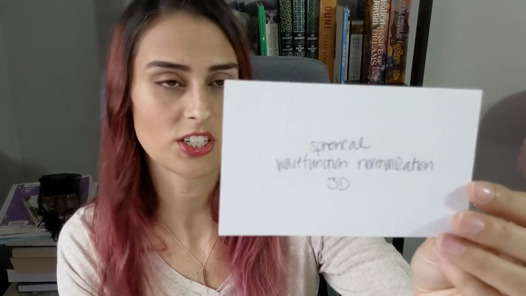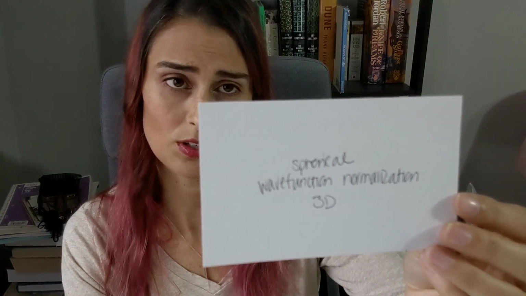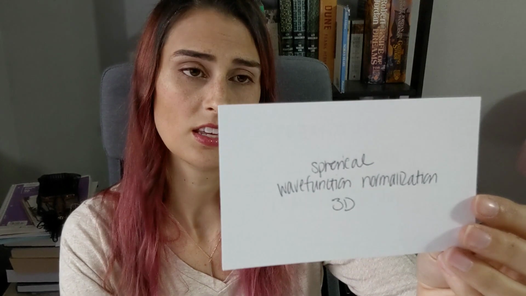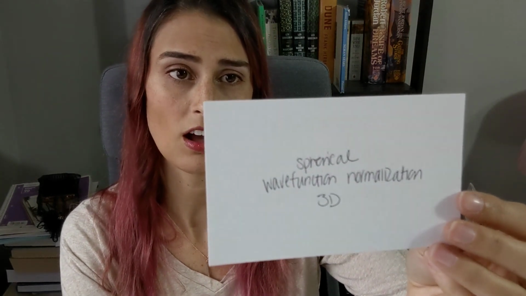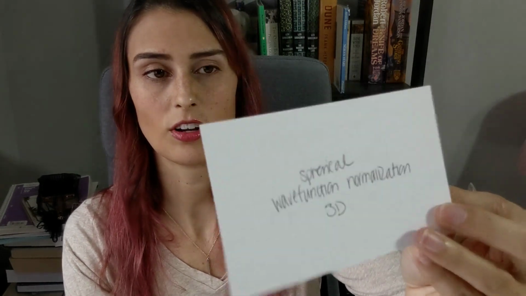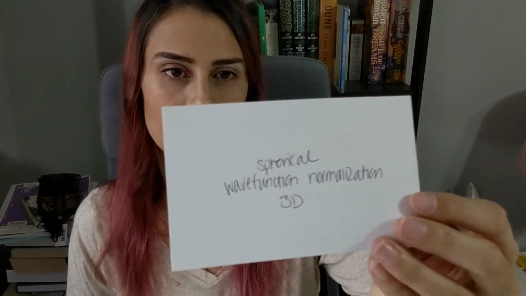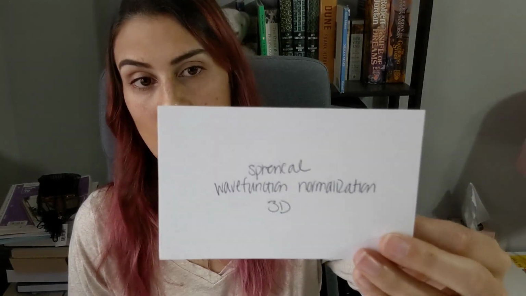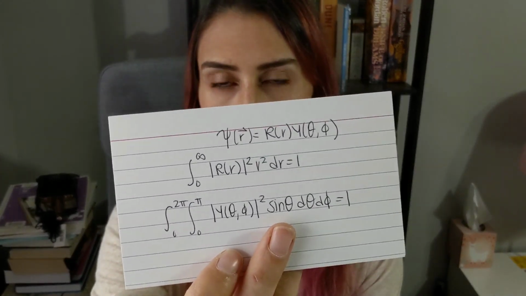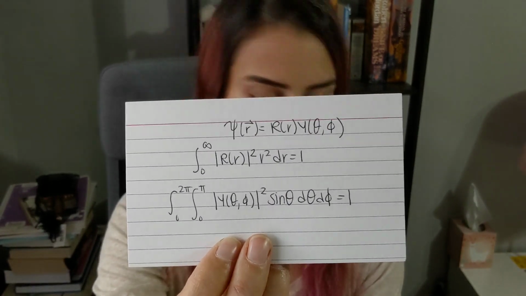Spherical wave function normalization in 3 dimensions. So psi of r is equal to R of r times Y of theta and phi. Then the integral from 0 to infinity of R of r squared times r squared dr is equal to 1. And the integral over 2 pi and pi for theta and phi respectively of Y squared sine theta d theta is equal to 1. Those are different spherical components that you need to integrate over, basically, to normalize.